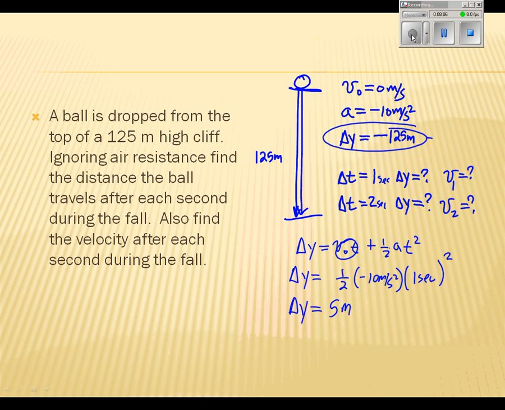We also want to come up with what's the velocity after 1 second. Now we should be able to know that after 1 second it's going negative 10 meters per second, after 2 seconds negative 20, 3 seconds negative 30, 4 seconds negative 40, and so on. So we should know that, but let's go ahead and put that down here. We can use v equals v0 plus a t, but really we know after 1 second it's 10 meters per second, actually negative 10 meters per second.